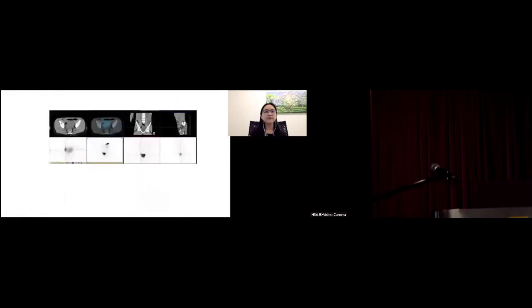So SPECT-CT was performed, and it identifies the focus of activity to a partially gastric loop of bowel at this location. So this is an ectopic functioning gastric mucosa within the right iliac fossa, consistent with Meckel's diverticulum.